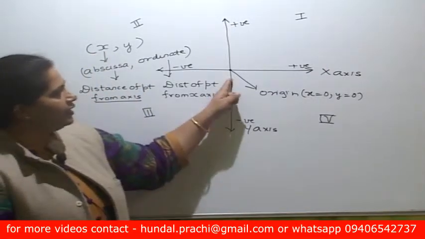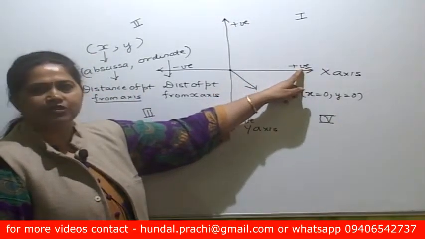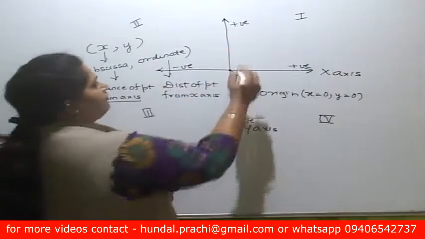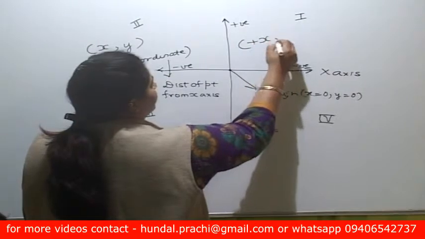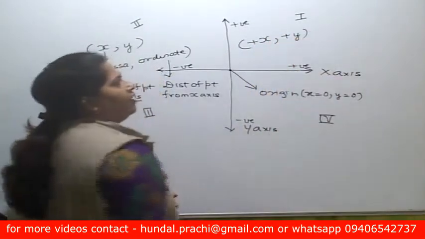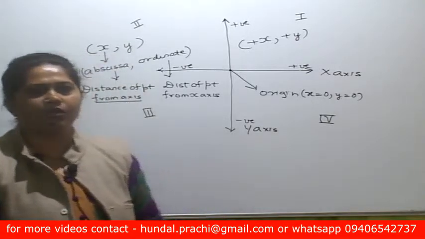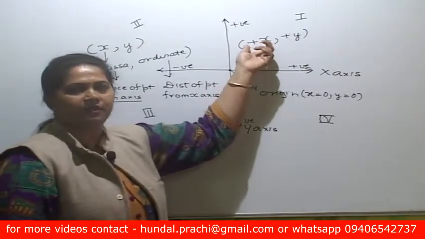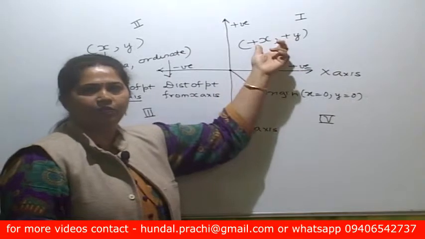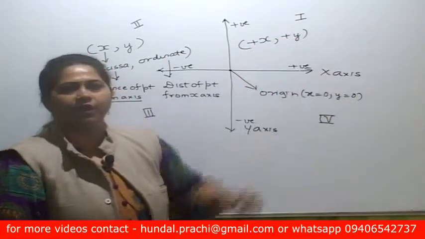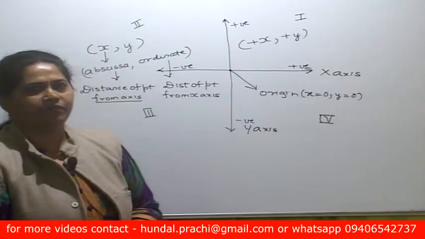In the first quadrant, x is positive and y is positive. So the points located in the first quadrant will be of the form plus x and plus y, or simply x and y, because the positive sign is not necessarily written. So if both coordinates of the point are positive, that point will lie in the first quadrant.